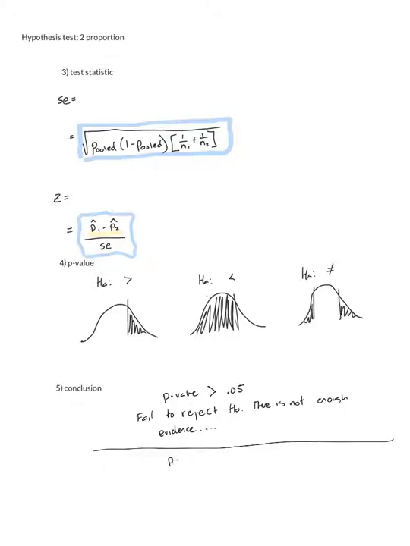If my p-value is less than 0.05, then I reject my null hypothesis. This means there is enough evidence to suggest whatever I'm trying to prove. So greater than 0.05, fail to reject, not enough evidence. Less than 0.05, reject, there is. And for step 4, as a reminder, if I have greater than, I shade above, less than, I shade below, not equal to, shade the most extreme, and just double the value we find.